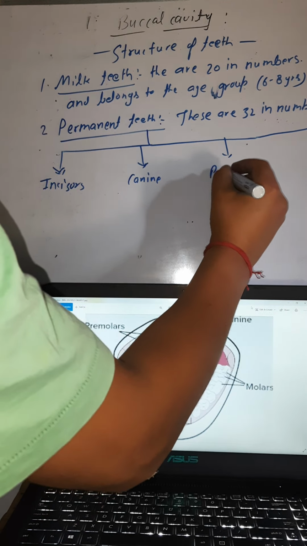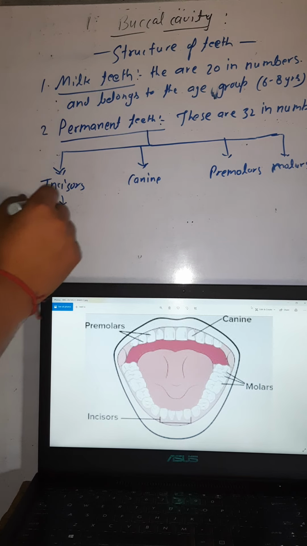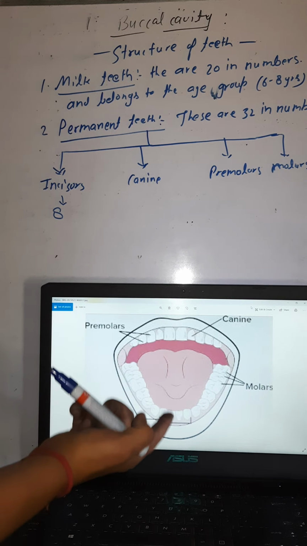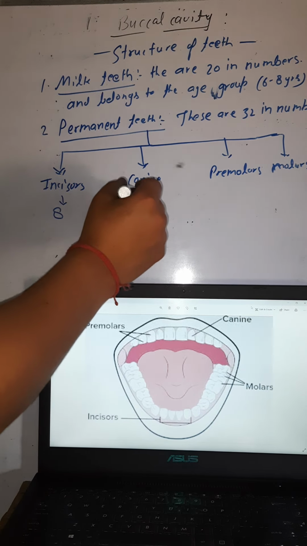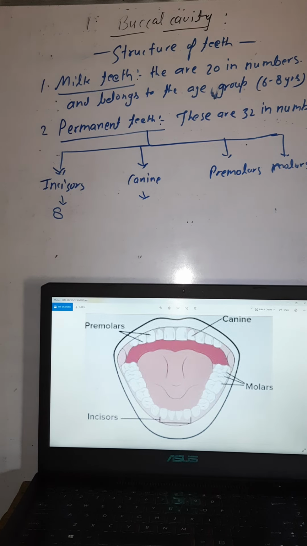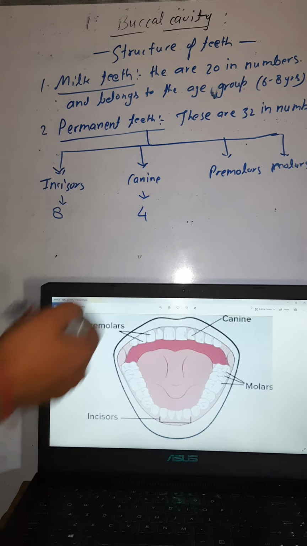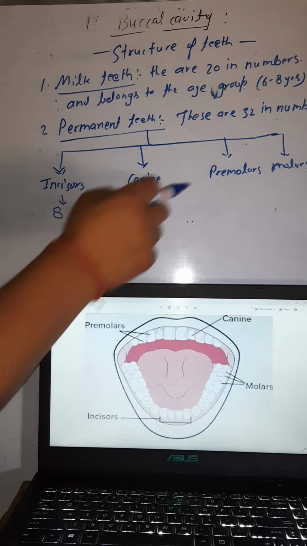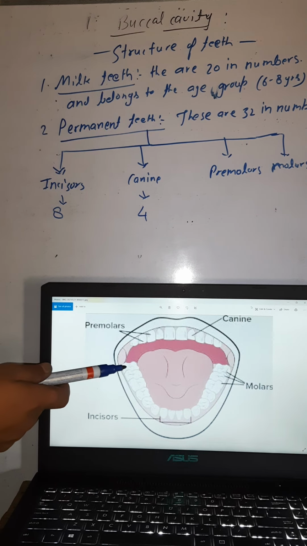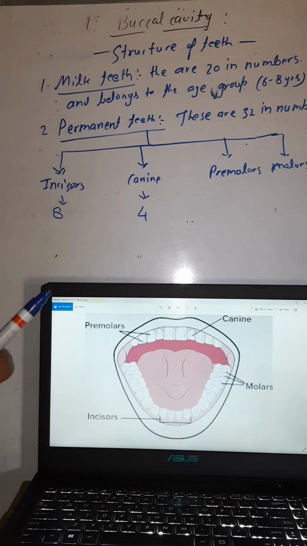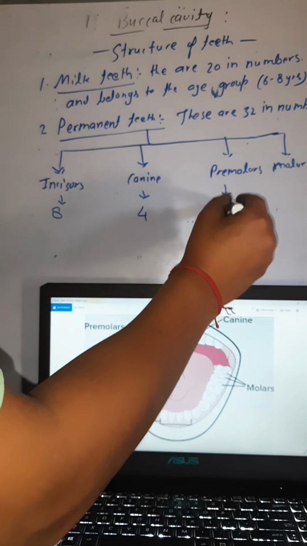If I ask you the number of incisors, these are 8 in number: front teeth, 4 upside and 4 downside. The canine teeth are 4 in number: 1, 2, 3 and 4. The premolars are 8 in number: 2 on this side, 2 on this side, 2 on this side and 2 on this side also.